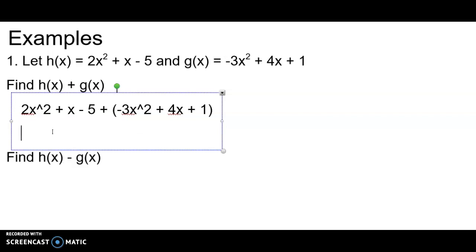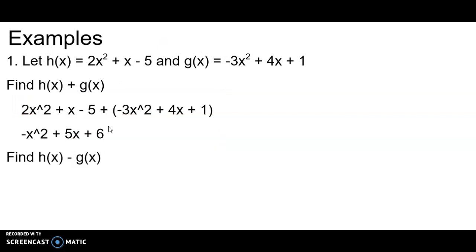The only thing left to do here is to combine like terms. The x squareds go together. 2 minus 3 is minus 1. You don't need to write the 1, so it's negative x squared. The x and the plus 4x combine into positive 5x, and negative 5 plus positive 1 is 6, and that would be our final answer, negative x squared plus 5x plus 6.